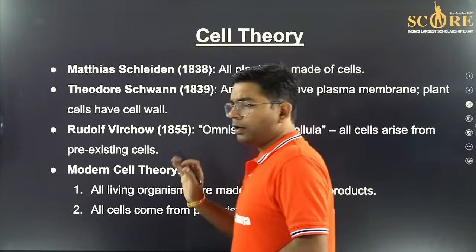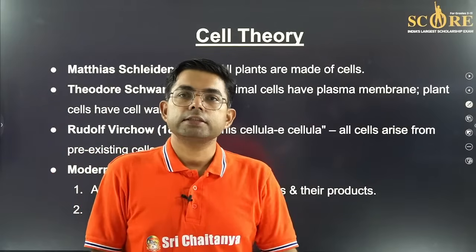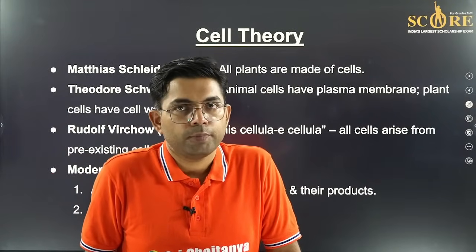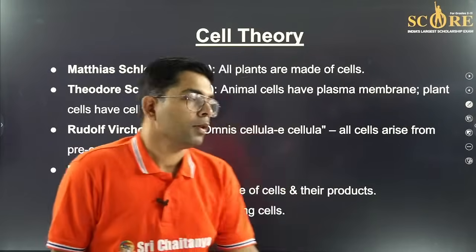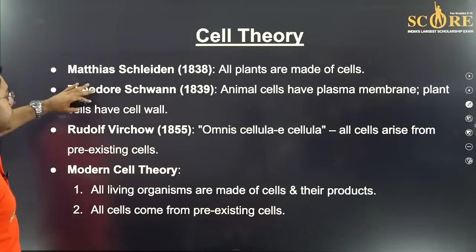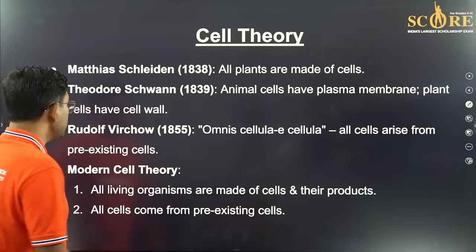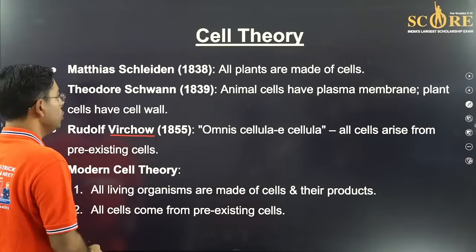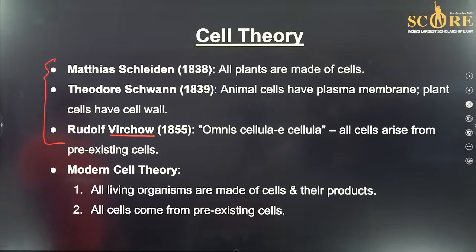Cell theory, a very important point. Now all the information about cells was kept together and a cell theory was made. The cell theory was given by Schleiden and Schwann. But who completed the cell theory? It was Rudolf Virchow. So credit for the complete cell theory goes to all three scientists. And what have they said?